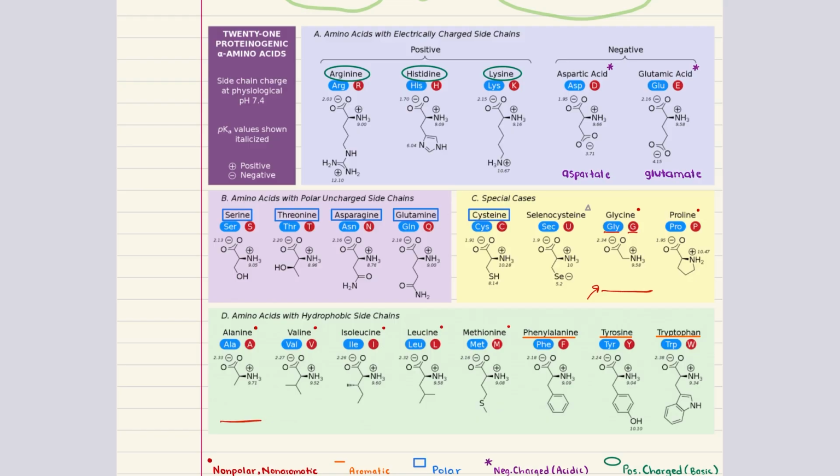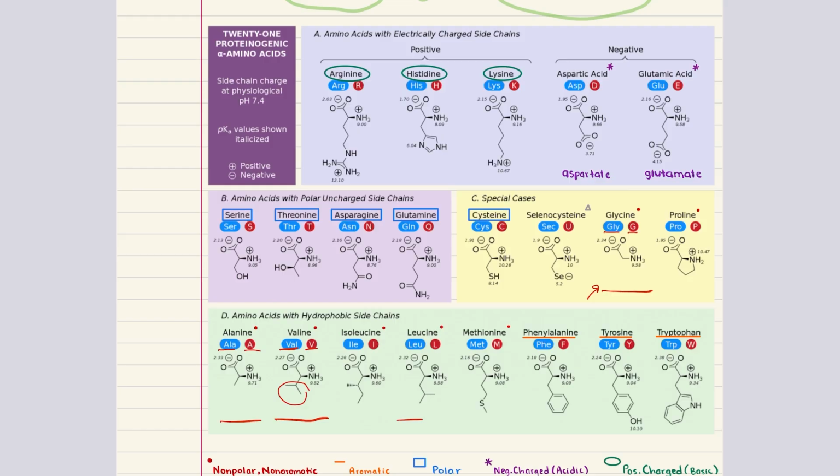Next is alanine. Its 3-letter abbreviation is ALA, and its 1-letter code is A. Its side chain is a simple methyl group, so it's compact, nonpolar, and hydrophobic. Then we have valine. Its 3-letter abbreviation is VAL, and its 1-letter code is V, and it has a branched isopropyl side chain. This adds bulk, and it makes it more strongly hydrophobic.